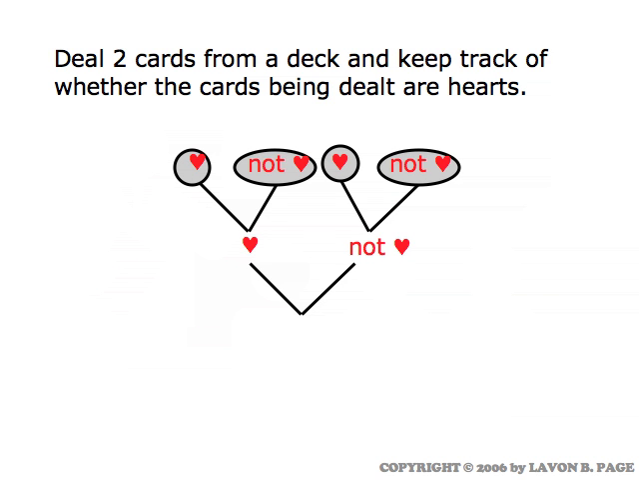Let's start by thinking about dealing two cards from a deck of cards, and let's keep track as we deal whether or not the cards being dealt are hearts. If we do that with the tree diagram, the tree would look something like this. The first card will either be a heart or it will not be a heart. And if the first card is a heart, the second card will either be a heart or not a heart. And similarly, if the first card is not a heart. So this is the kind of tree diagram that was routine for us back in part 4 of the course.